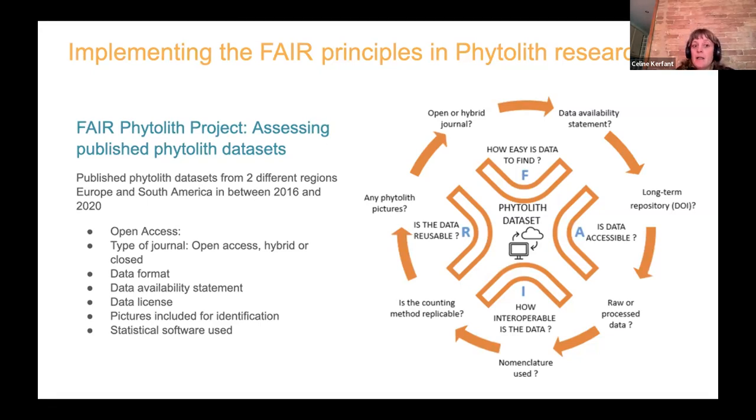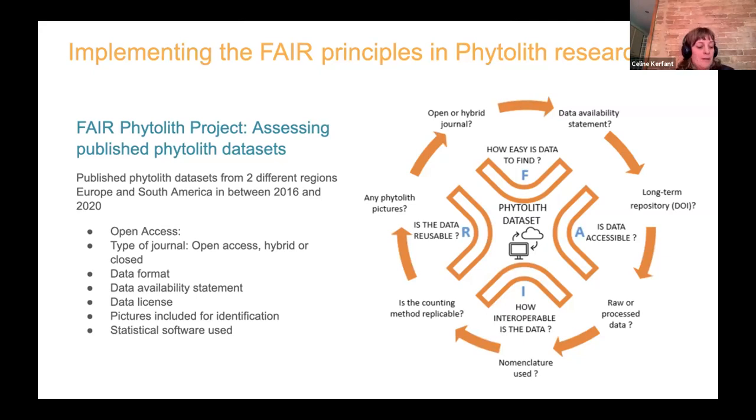Third point, to assess the interoperability of phytolith data, we, for example, checked whether or not images of phytoliths were made available. 26% of the articles we looked at show all the phytoliths mentioned in the article, 52% show most of the significant images, and 22% show absolutely no images. So this is, again, something interesting to think about.